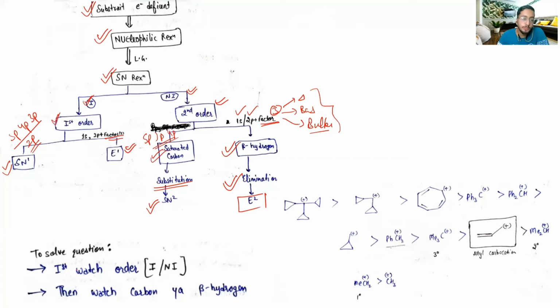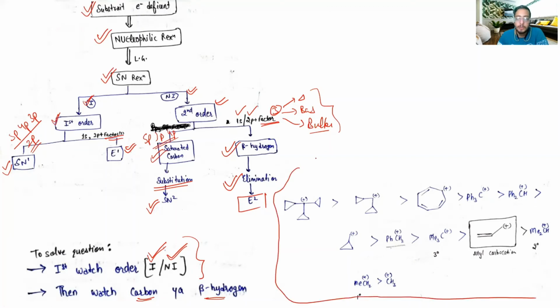So to solve the questions, we first see whether our substrate will form a carbocation or not. Then we have to see whether our nucleophile will attack directly on the carbon having the leaving group or directly on the beta hydrogen. So this is the main thing. So how do we see whether a carbocation is formed or not?